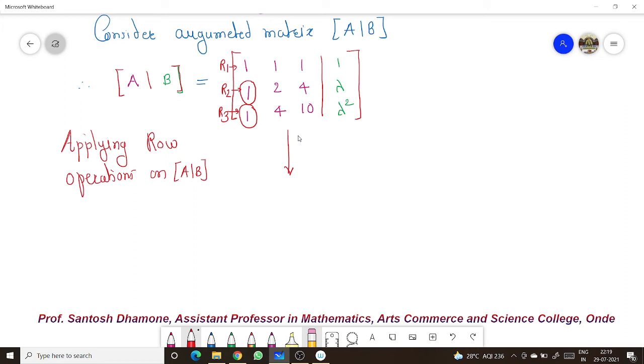Then next we take the matrix of unknowns. Here there are 3 unknowns, x, y, z, equal to the solution matrix 9, 8 and mu. This is the solution matrix. For solving this equation we take the augmented matrix.